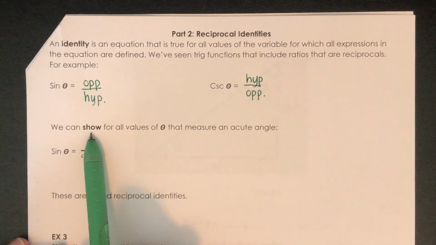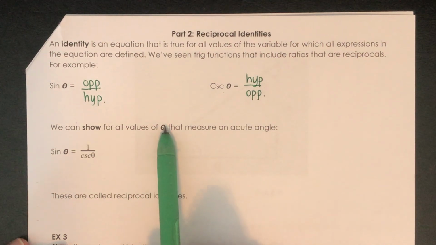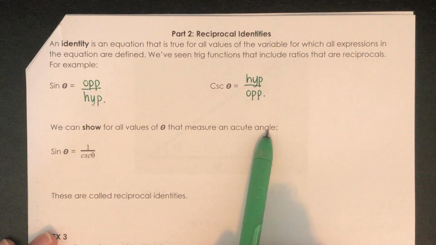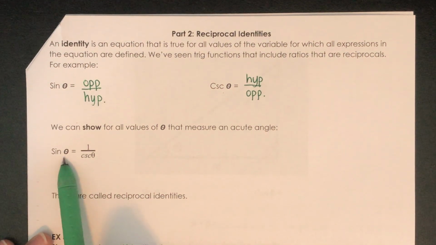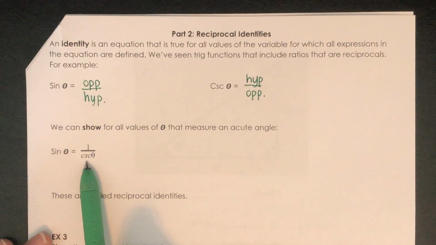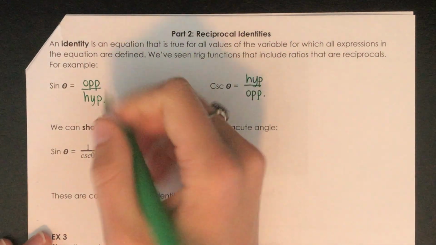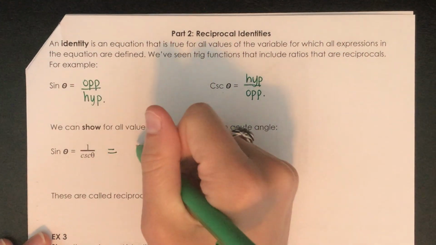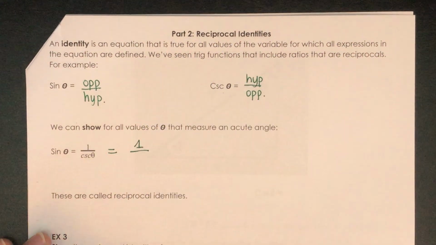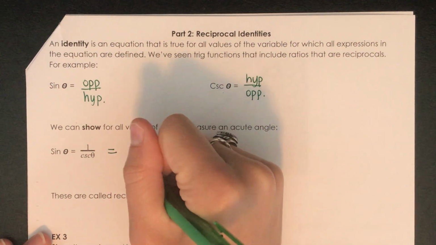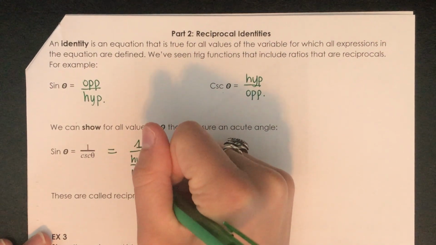We can show that for all values of theta, for any number that is an acute angle, I can prove that the sine of theta is equal to 1 divided by the cosecant. So here's what I'm going to do. I'm going to plug in my equation for cosecant. 1 divided by, cosecant is hypotenuse divided by opposite.